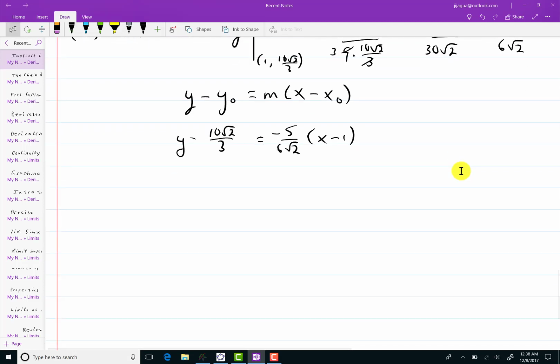In order to get your calculator to graph it, you don't have to specifically solve completely for y and put it in the format of slope-intercept form. This will get you far enough. Leave the negative 5 over 6 radical 2 times x minus 1. Leave it alone. And then just put plus 10 radical 2 over 3. The calculator will take the input, and you won't have to. It'll save you one step.